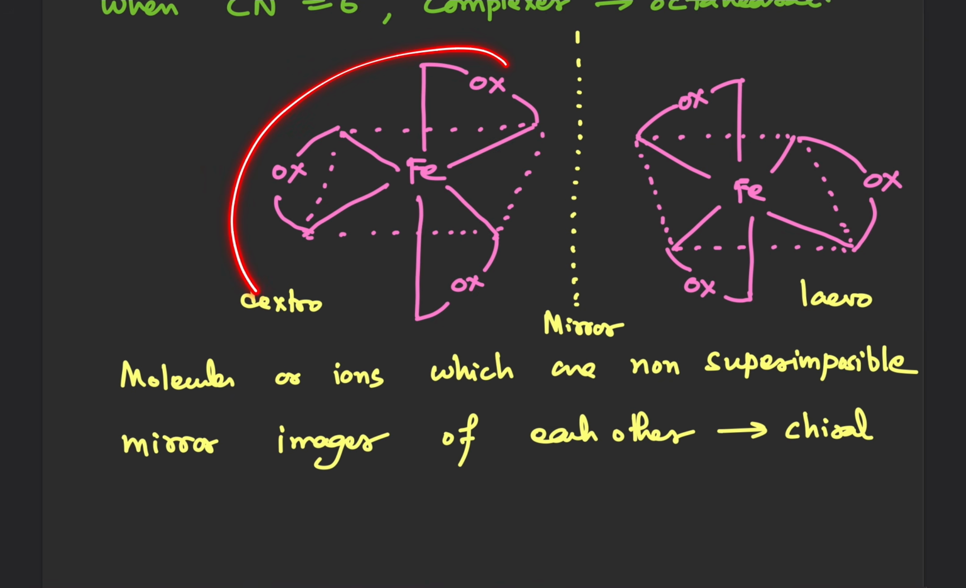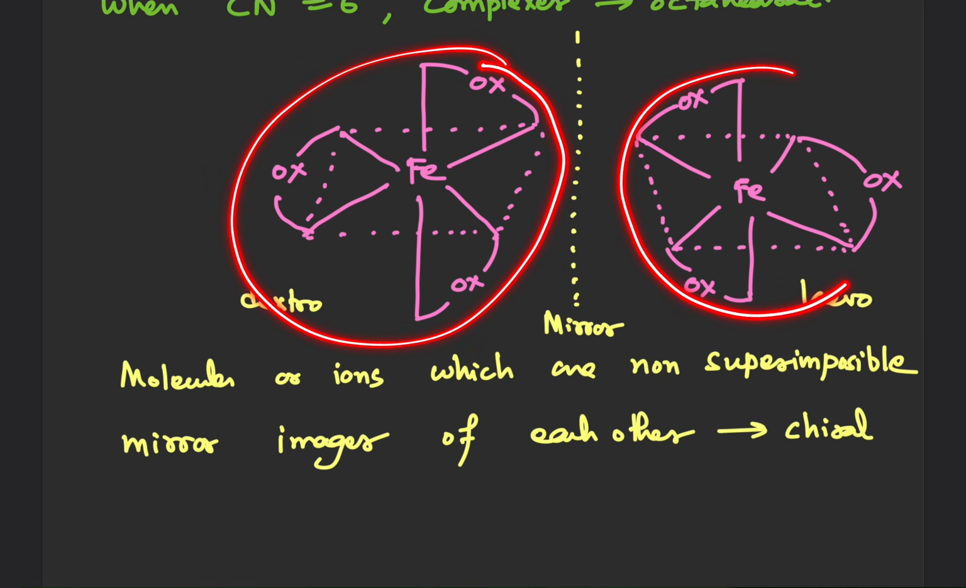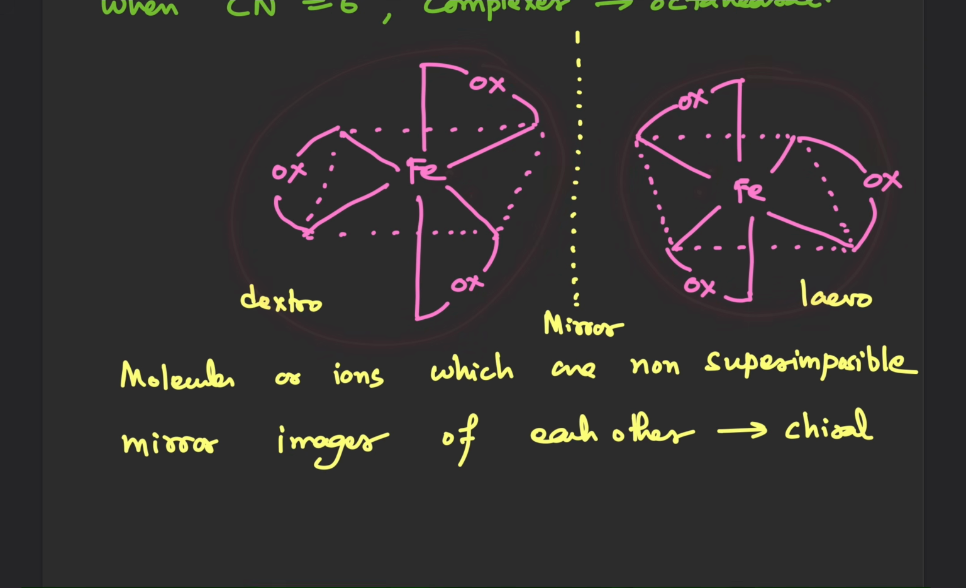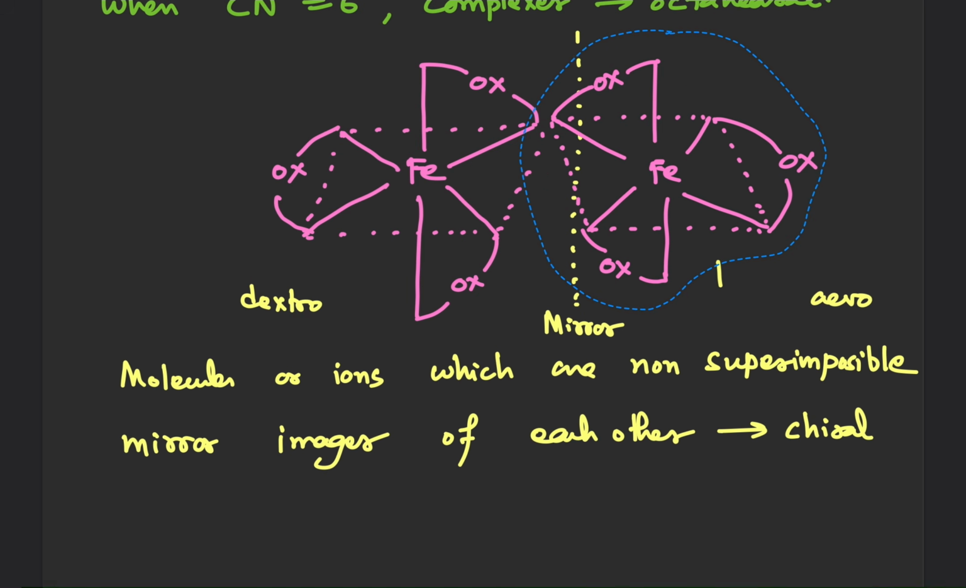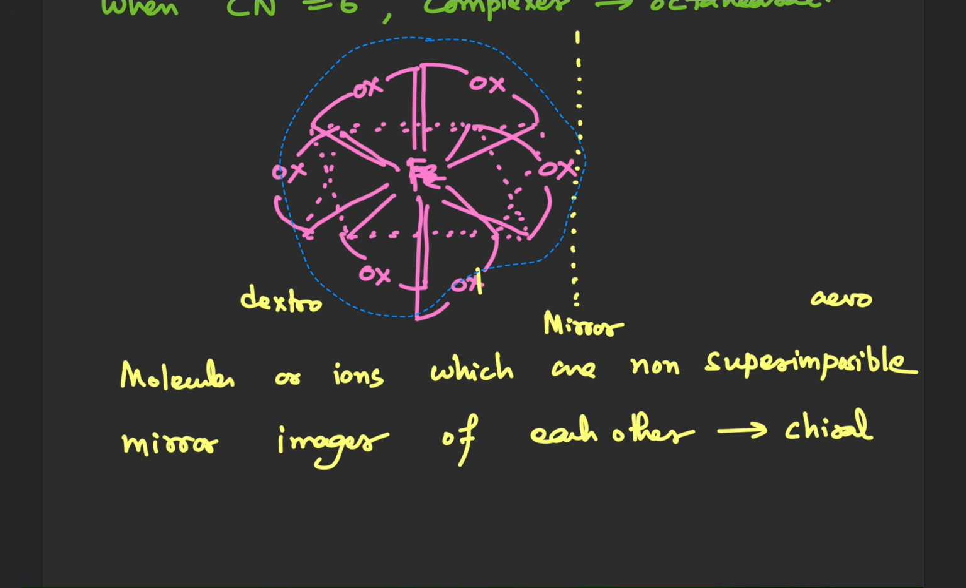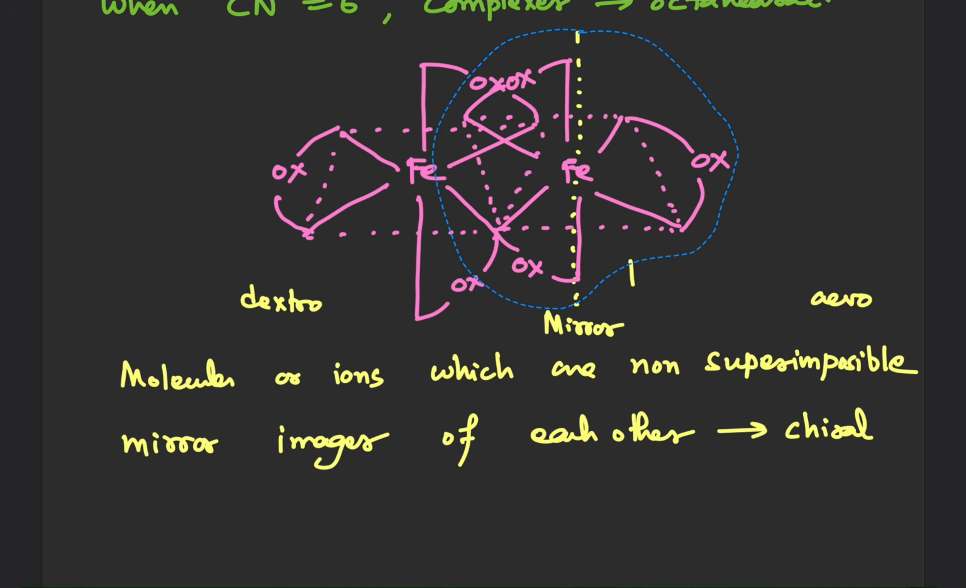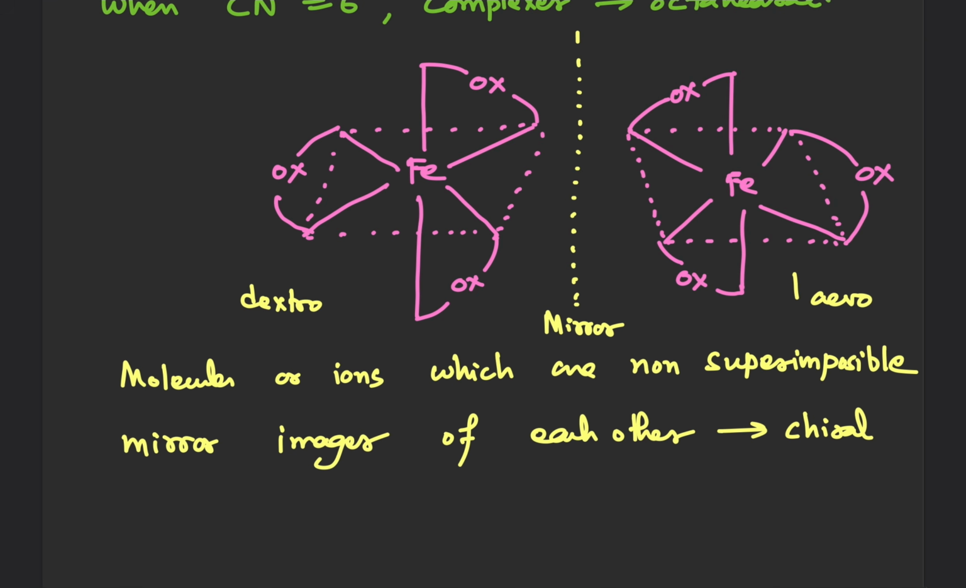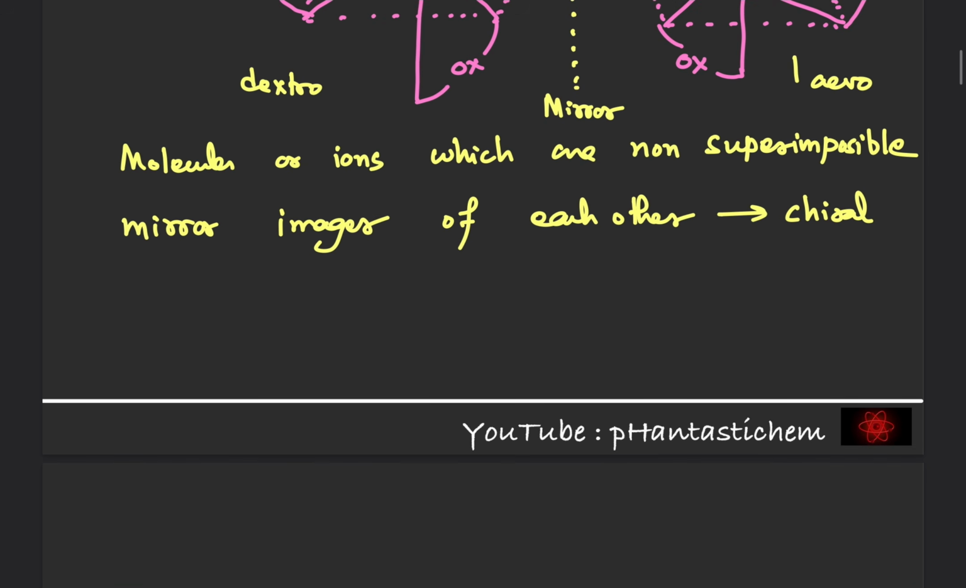That is, the object and its reflection cannot perfectly align or overlap. So they are not the same thing. If I take this one and place it here, they won't overlap or align perfectly. The best example to understand is our left hand and right hand. Therefore, Fe(ox)3 3- is chiral because it forms non-superimposable mirror images. And therefore statement 1 is correct.